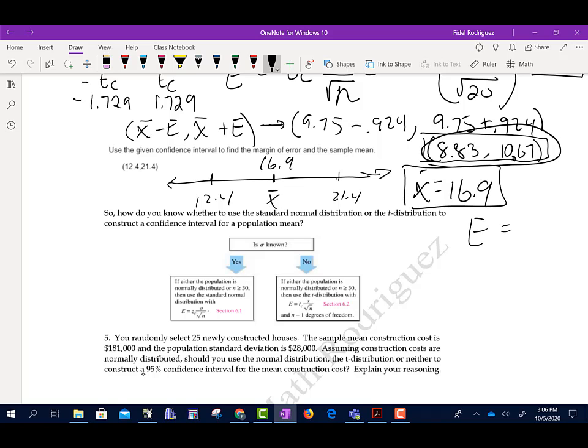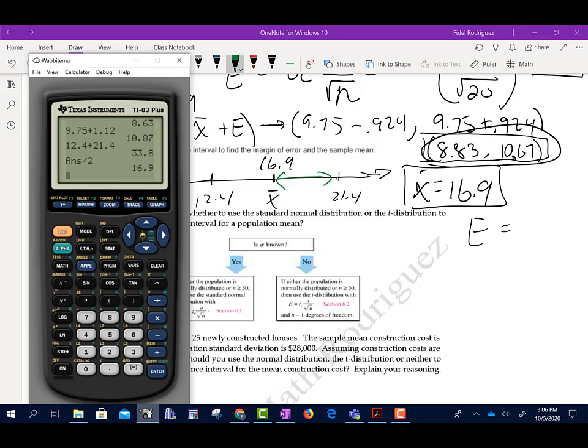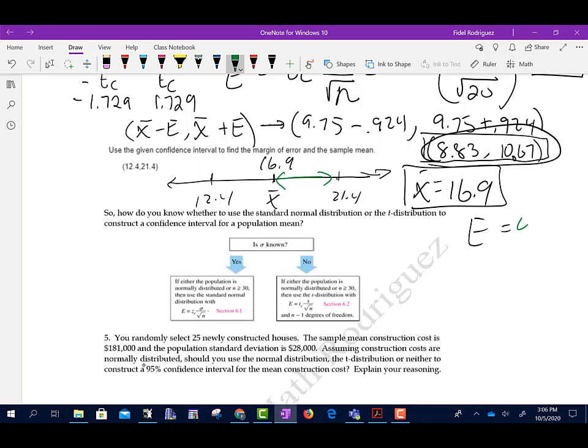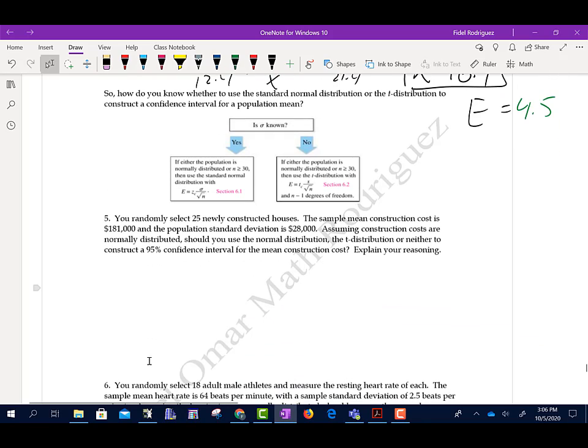Now, the other thing we want to do, we want to find our error. Okay, so if we're going to find our error, we're looking for the distance between here. So I can take my calculator, 21.4 minus 16.9, and I'm coming up with 4.5, right? Guys, that would also be 4.5, okay? Regardless of how you do it, you're going to come up with the same thing.